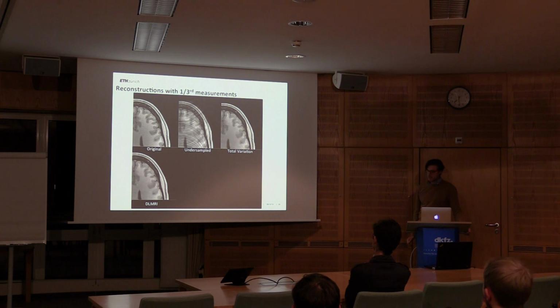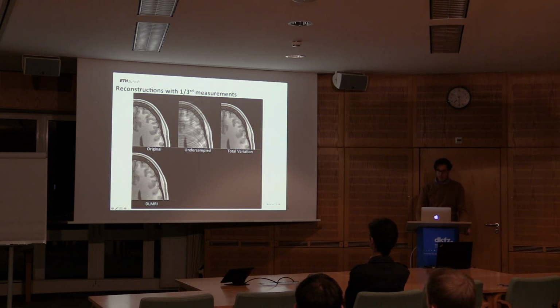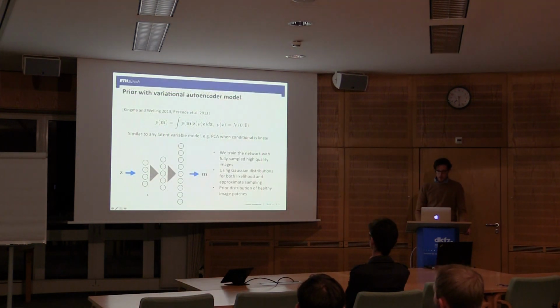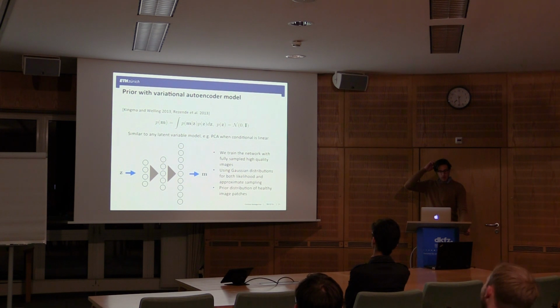So here are some results using those techniques. If we zoom in a little bit, you can see this is the original image, this is the undersampled image with the artifacts. Total variation produces these very cartoon-like images. And dictionary learning, for instance, produces much nicer results than total variation. It manages to retrieve those lobes quite nicely and so on.